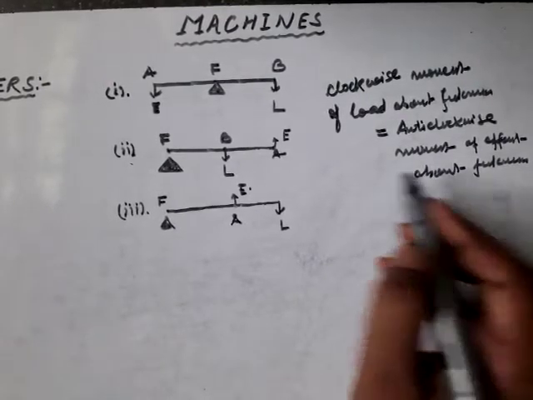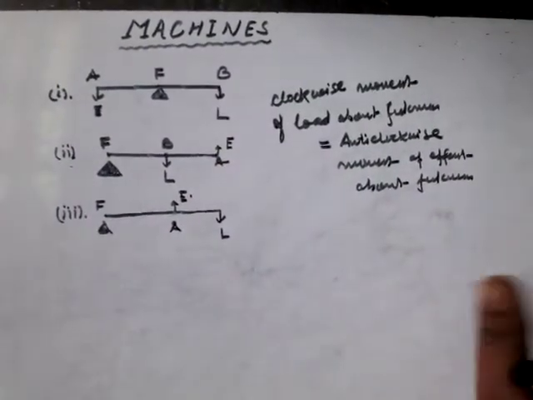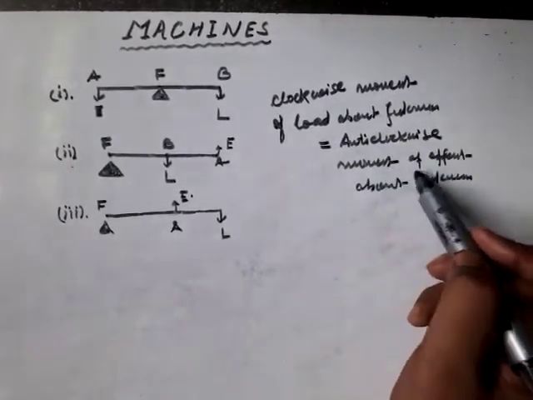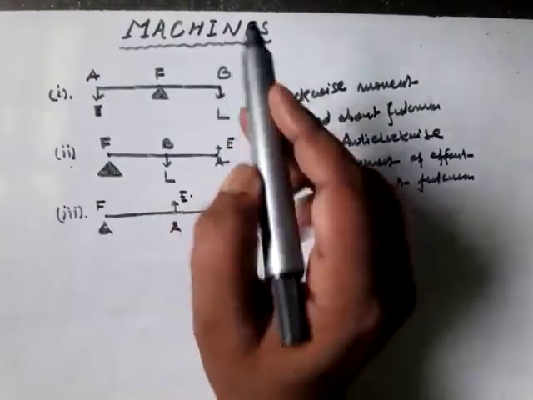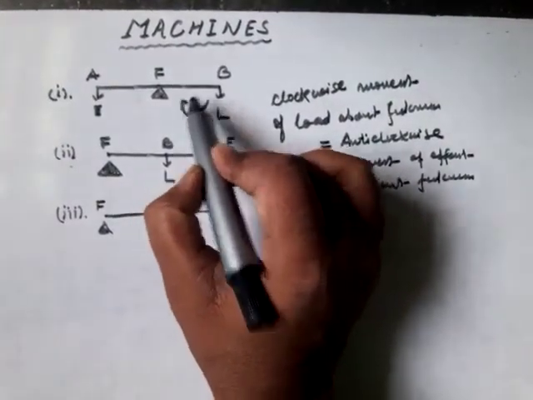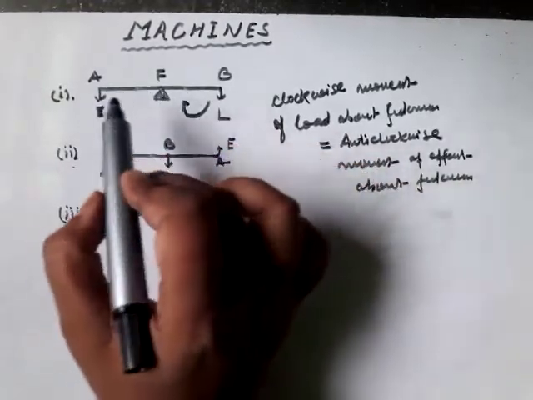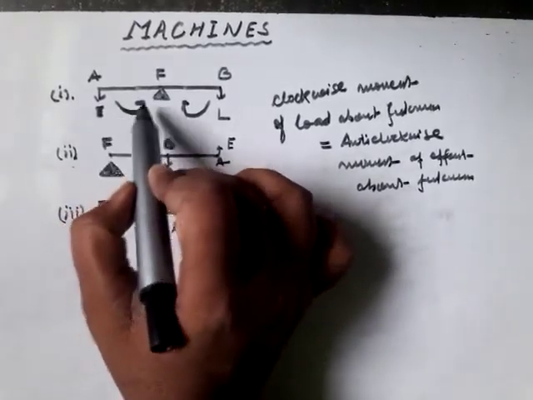This means that the clockwise moment of load about the fulcrum is equal to the anti-clockwise moment of effort about the fulcrum. Here the load, if you are turning in this direction, will be in a clockwise direction, and the effort, if you are turning about the fulcrum, will be in an anti-clockwise direction.